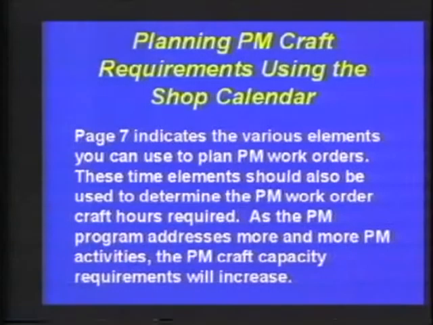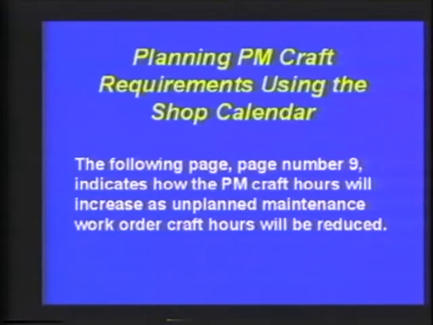Now, moving on to page number 8, as page 7 indicates, we have various time elements that you could plan PM work orders. These time elements should be used to determine the PM work order craft requirements, and as I said previously, also the spare parts requirements. At some point in time, looking at the second paragraph, 1 to 2 years out, there will be a relationship of PM work order craft hours to the unplanned.